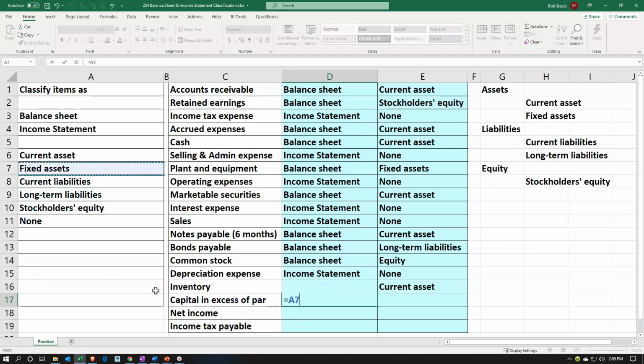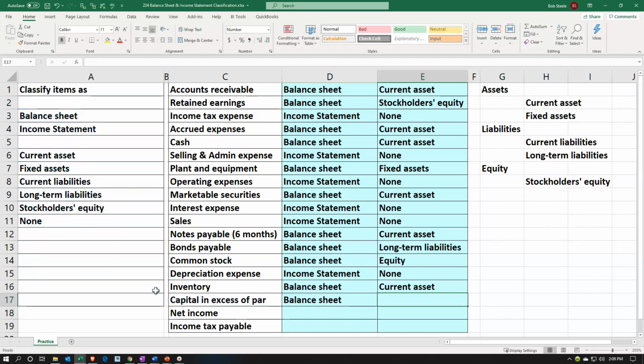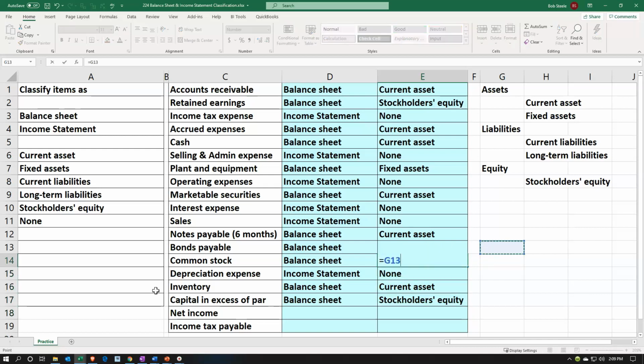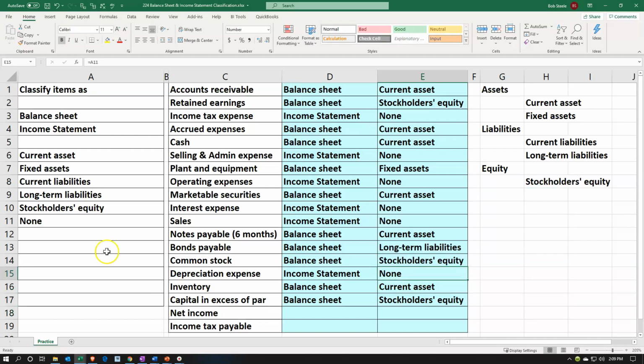Therefore, it's going to be a balance sheet account representing the owner's investment, and therefore it's going to be an equity type of section, and that's going to be stockholders' equity. Up here, I should have put stockholders' equity because that's the categorization they had here, which is equity.